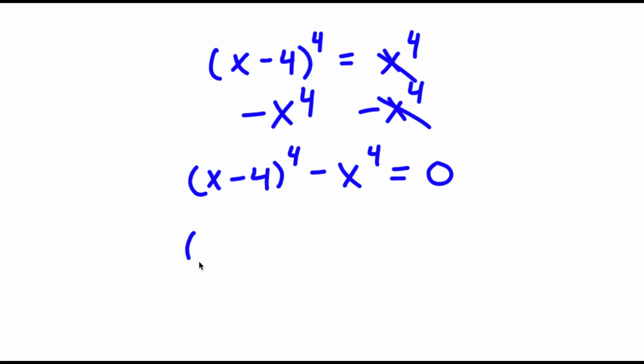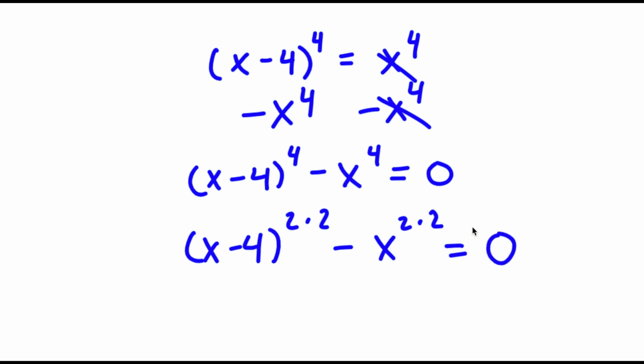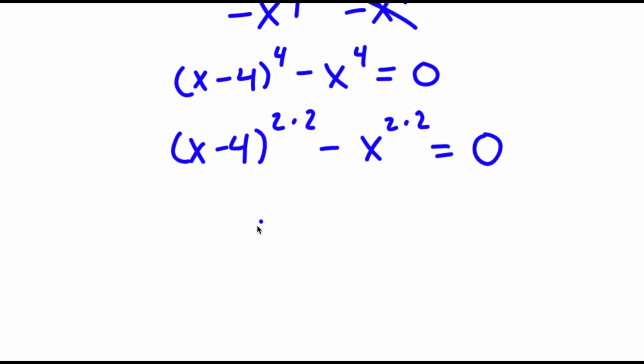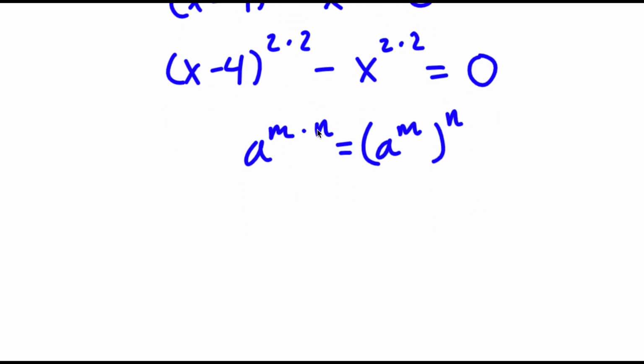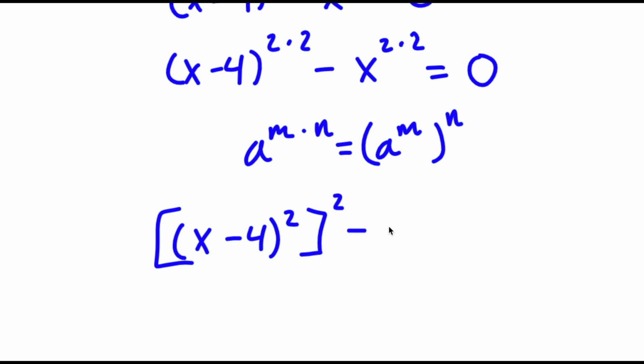Now I'm going to rewrite this as (x-4) to the power of 2 times 2 minus x to the power of 2 times 2 is equal to 0. So if I have something in the form a to the power of m times n, this is equal to a to the power of m to the power of n. So (x-4) to the power of 2 times 2 is going to equal ((x-4) squared) squared, minus x to the power of 2 times 2, that's going to be (x squared) squared. Now this is equal to 0.